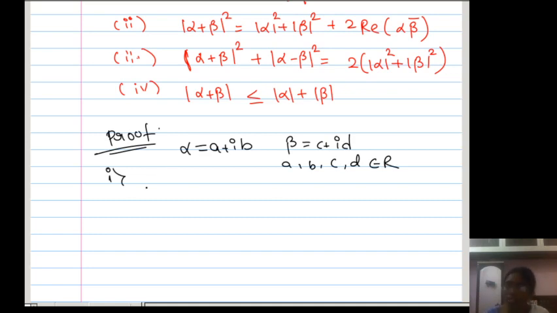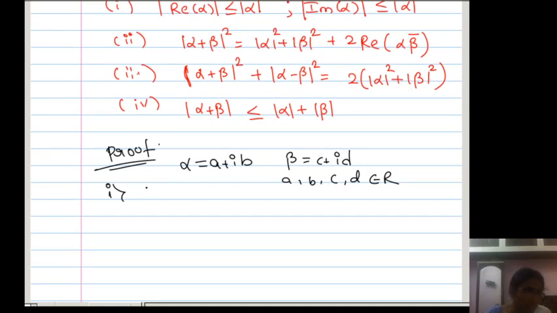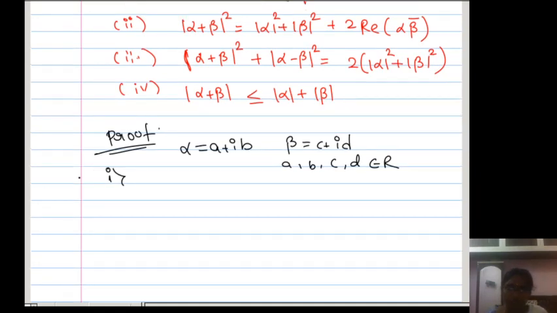Now what is my first property? Mod of real part of alpha is less than or equal to mod alpha. Okay, let us see how to discuss it. What is mod alpha square? Mod alpha whole square can be written as a square plus b square. Is it?